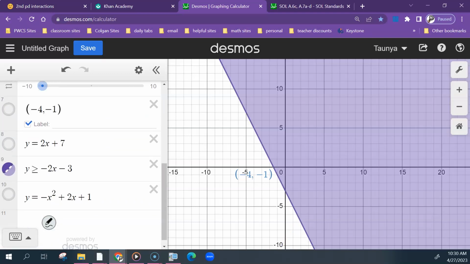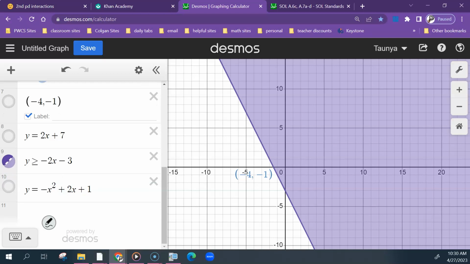Then the last one was an inequality. So to check yourself, it should be a solid line, y-intercept at -3, slope of -2, shaded above. If yours does not look like that, fix that. Questions on any of those?